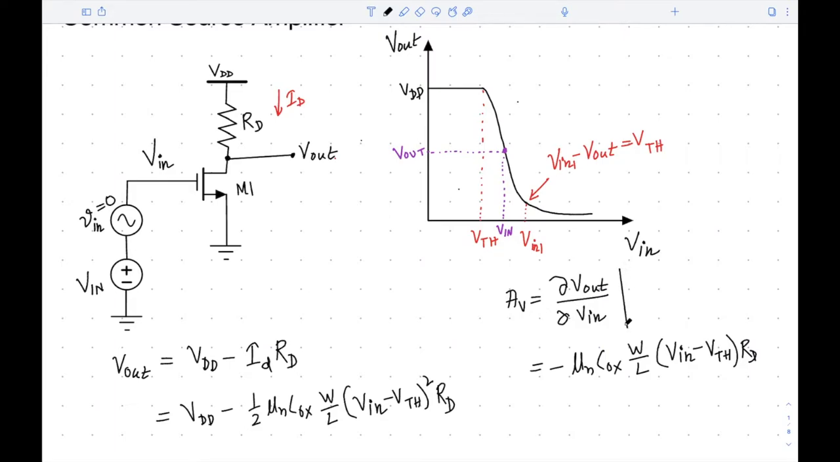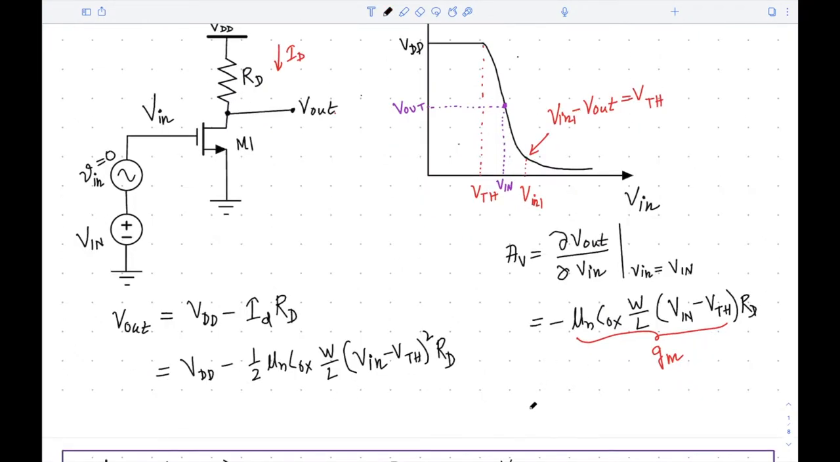Of course, note that we are trying to find the slope at this point where my V in is equal to VIN, or this DC voltage. That means I need to replace this V in with this VIN. Now if you remember, this term is nothing but the transconductance or the GM. You can revise the previous lecture. So this is nothing but the GM of the transistor, which we have discussed in the previous lecture. So I can write this whole term as minus GM RD. So minus GM RD is the gain of this common source amplifier or a CS amplifier in this region.